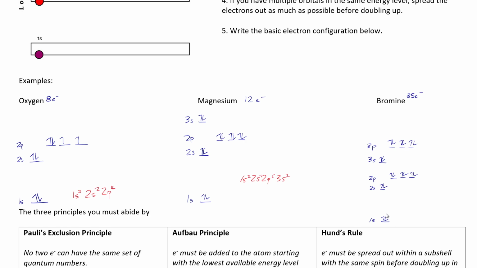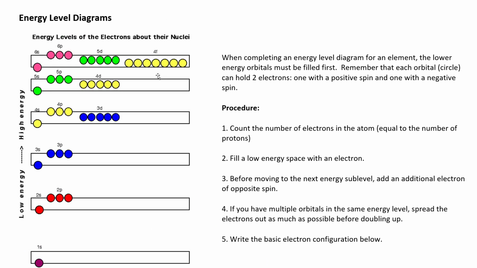Okay, so I have 2, 4, 6, 8, 10, 12, 14, 16, 18. Well, I'm still not close to my 35, so I've got to keep going. After 3p, recall, you might think to yourself, well, the third energy level has a d orbital, so shouldn't I go to the d orbital? No. Remember that the 4s has lower energy than the 3d, so we have to fill up the 4s first before we can move to the 3d.